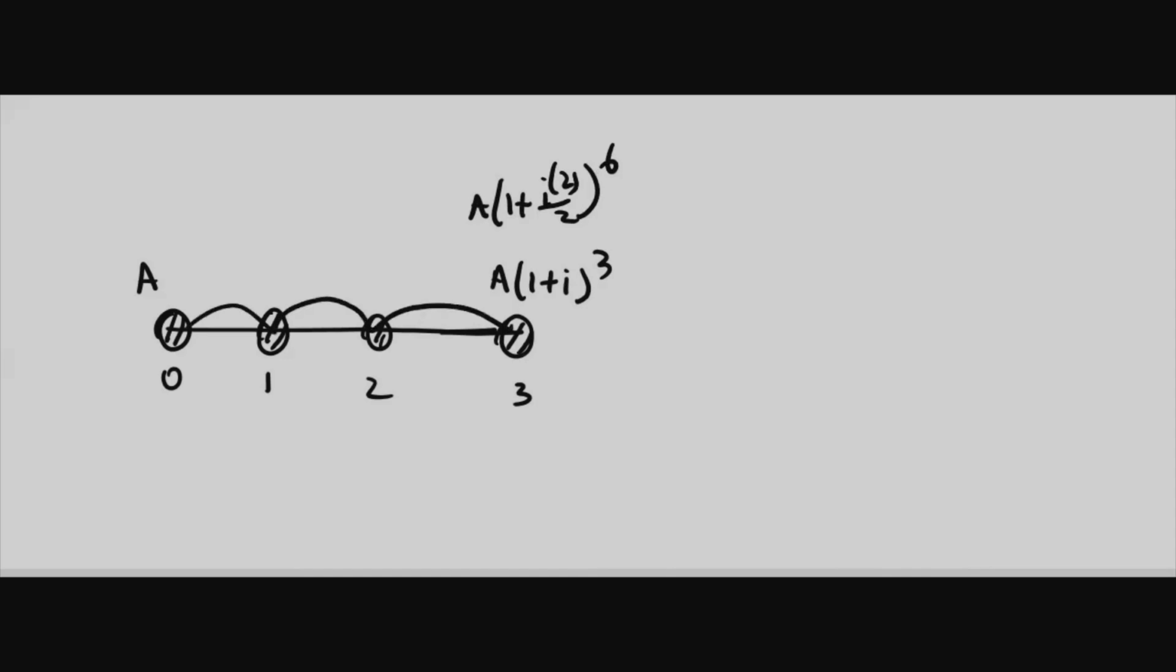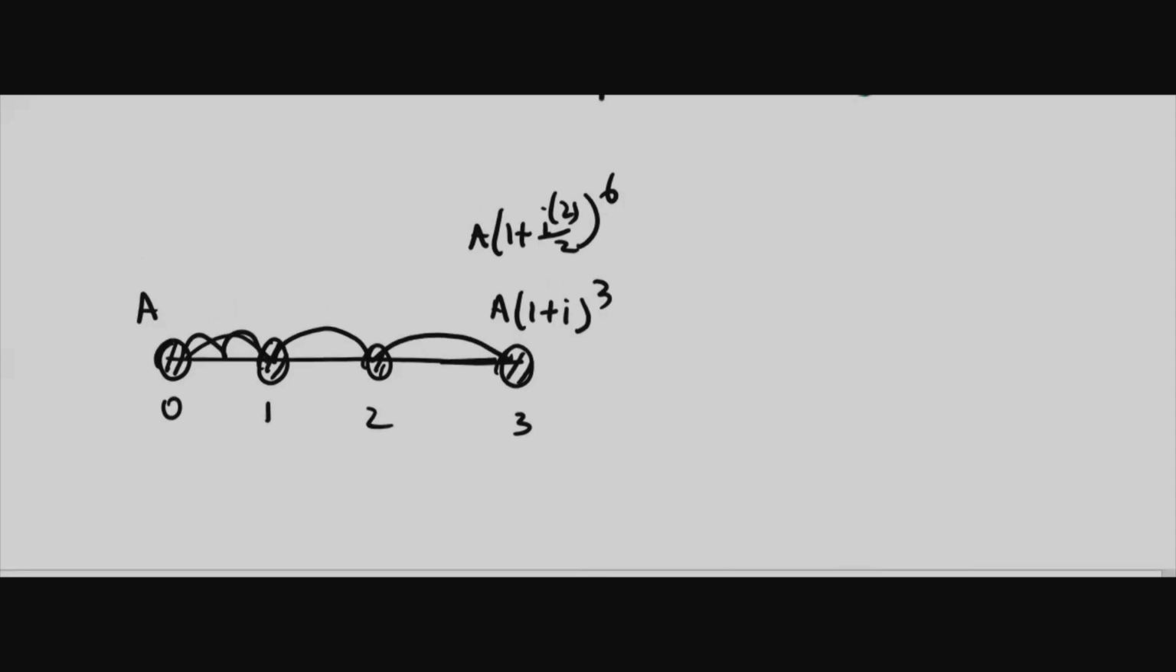So to do easily, suppose you want to find the accumulated value. For this only I can write (1 + I) power 3. For this I can write (1 + I2/2) power 6. So 3, when I calculate in years, there are 3. If I calculate in half years, there are 6. If I calculate in months, 36.